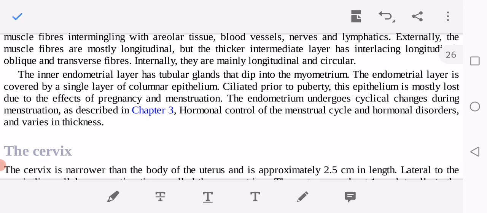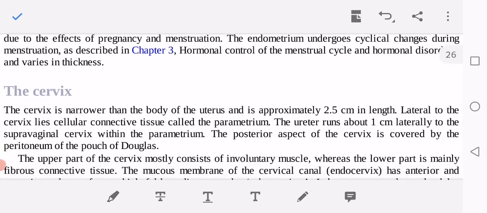That's why the most common cancer of the uterus is endometrioid adenocarcinoma. So the adenocarcinoma of the uterus, and for cervix and for vagina it is the squamous cell cancer. Okay, the endometrium undergoes cyclical changes during menstruation.